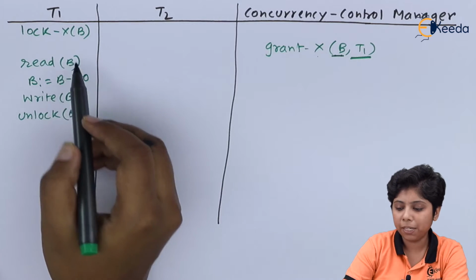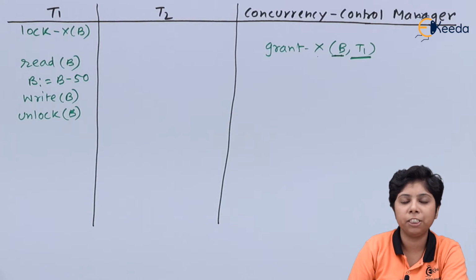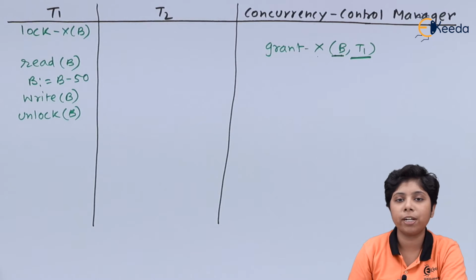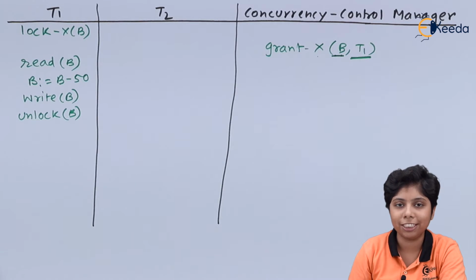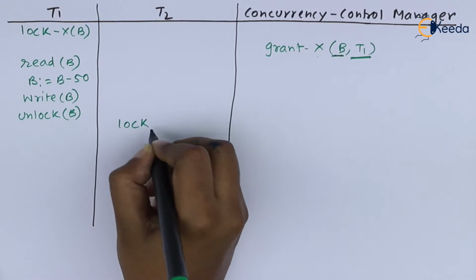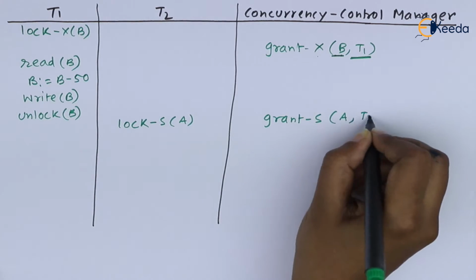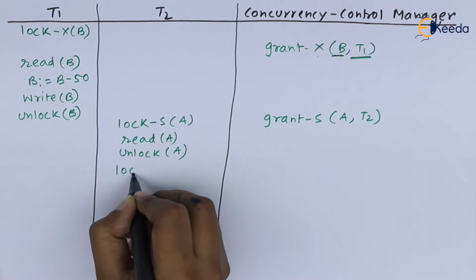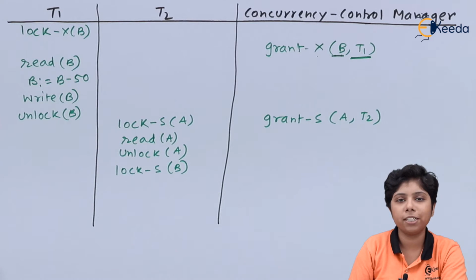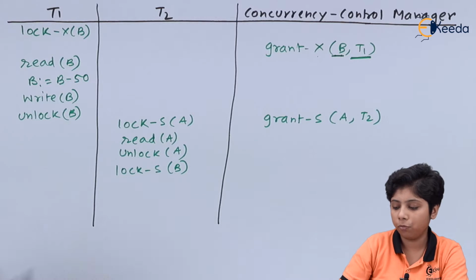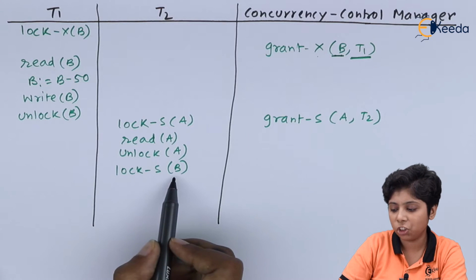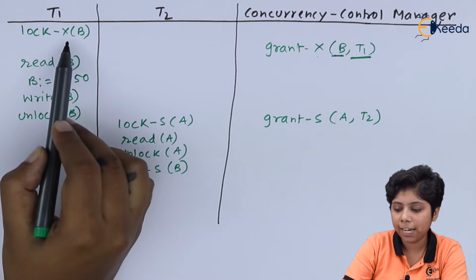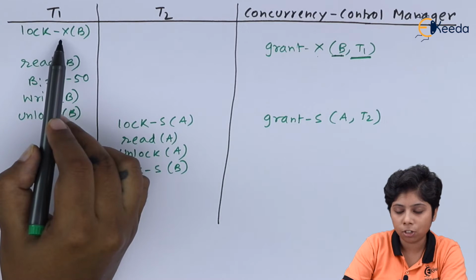So after that, B has been unlocked by the update of subtracting 50 from it. Now we will acquire a shared lock on transaction T2. Now the concurrency control manager will look at whether we can acquire a lock on shared item B or not. Now see that B has been acquired with an exclusive lock.